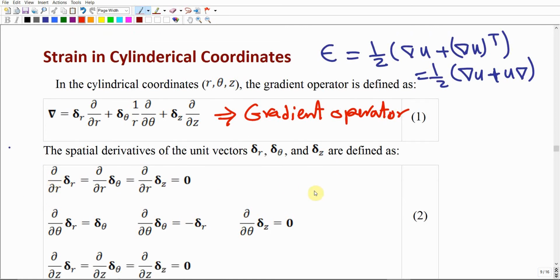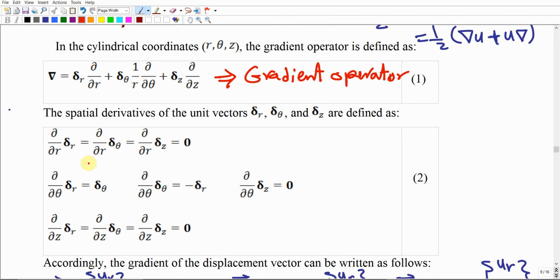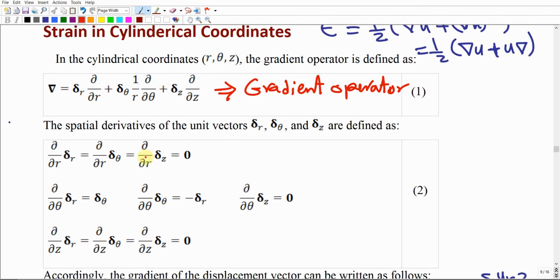But before we proceed, there are some things we should consider. The partial derivative with respect to r of the unit vector e_r should be 0. It's going to give us a zero vector. And the partial derivatives with respect to r of e_theta and e_z, which are the derivatives of the unit vectors with respect to r, are going to be zeros. This is a characteristic of the cylindrical coordinates.